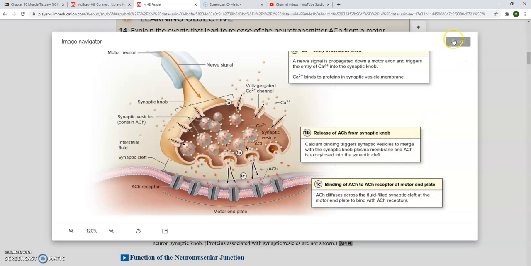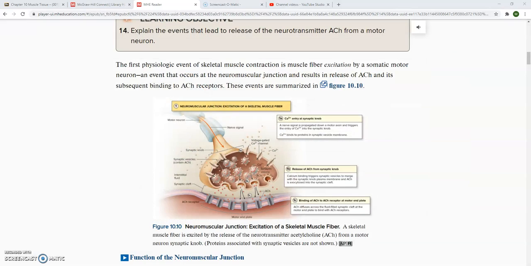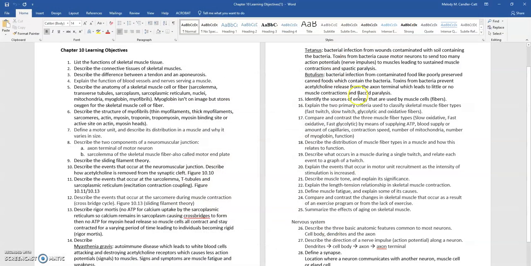All right, so that is our information about tetanus and botulism. In the next video, we'll start talking about the rest of our objectives here. And we'll get into all the different types of muscle fiber cells that we have in the body. And we'll talk about muscle tone and how motor units work and those exciting little bits of information.